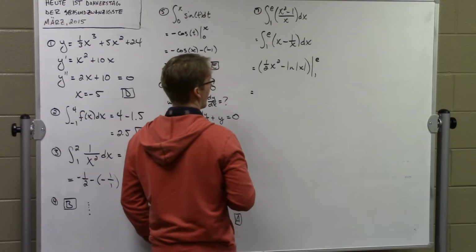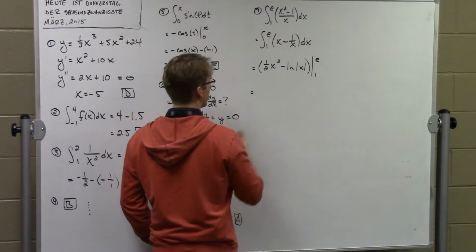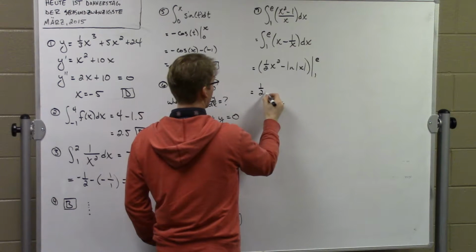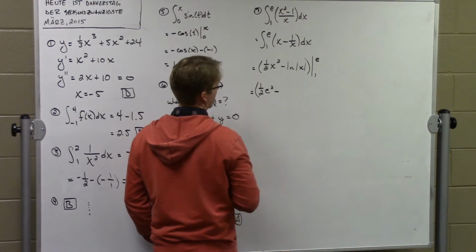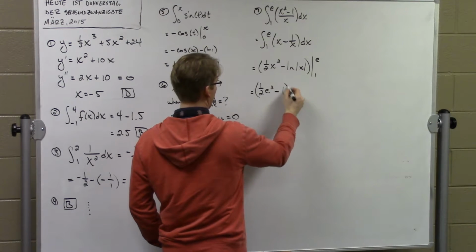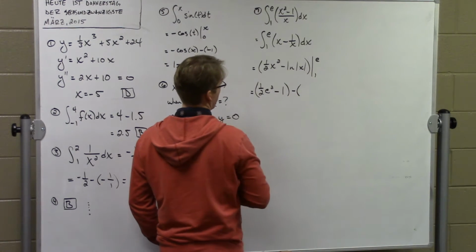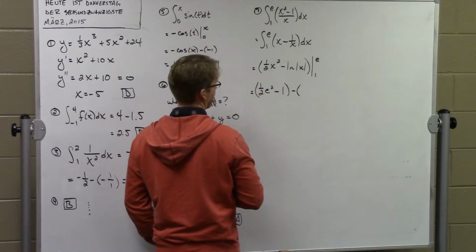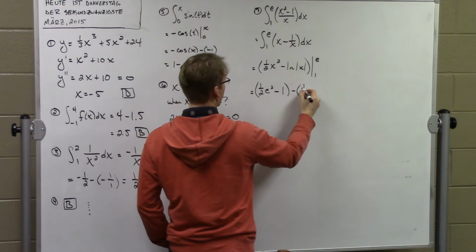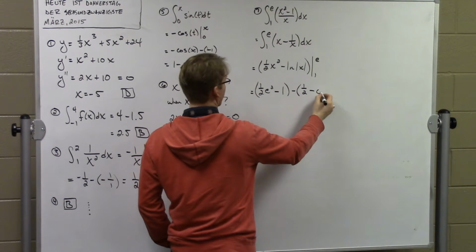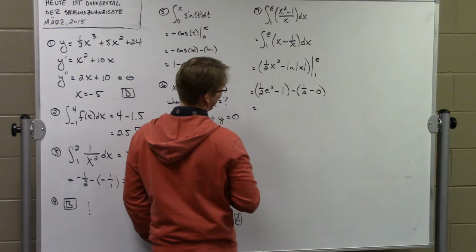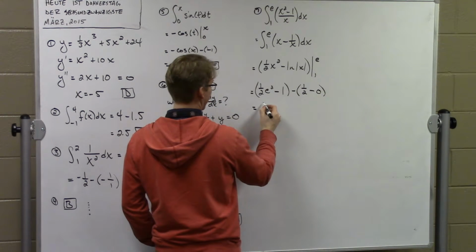Alright, 1/2 e squared minus 1, since the natural log of e is 1. Then stick in 1: 1/2 minus the natural log of 1, which is 0.